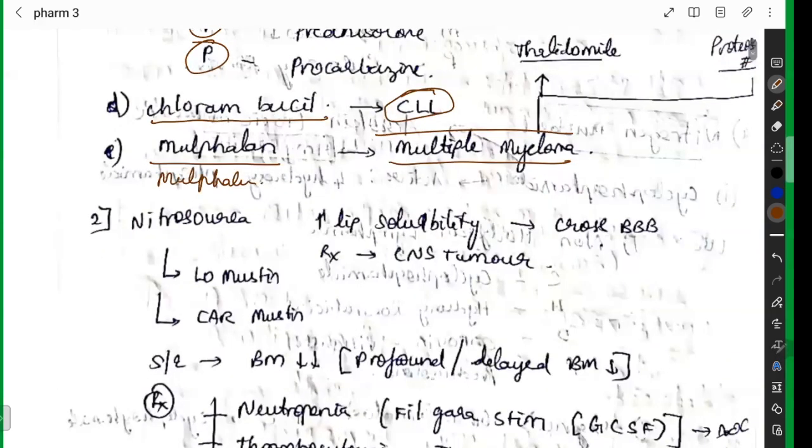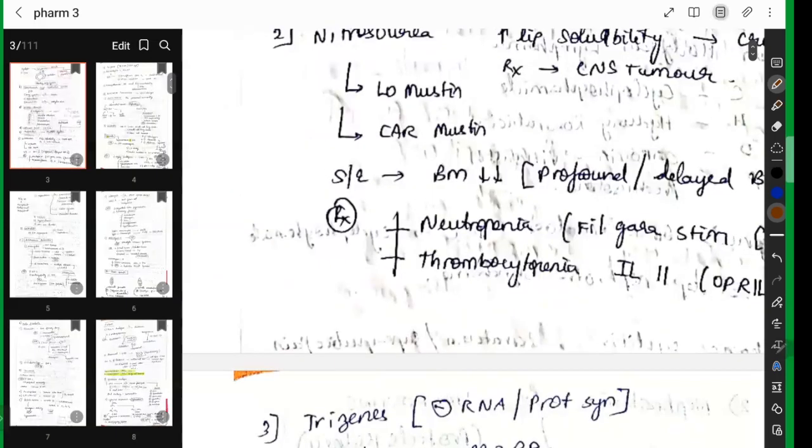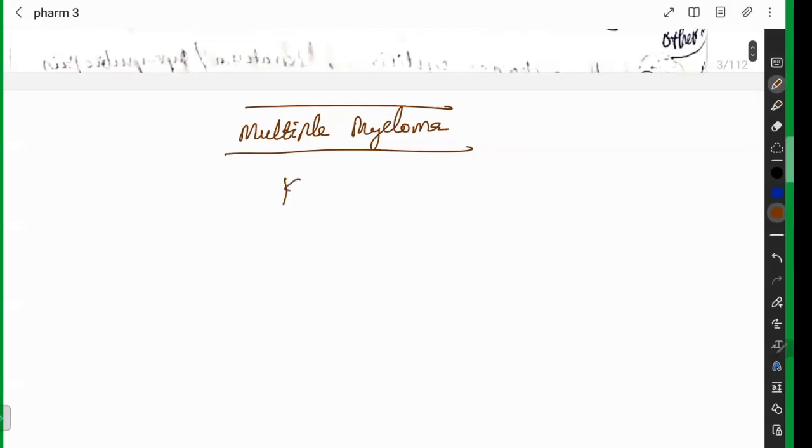Okay, just take a fresh page and put the heading as multiple myeloma. What happens in multiple myeloma? You know that there is a production of light kappa chain and lambda chain. Due to the kappa and lambda chains, they are going to deposit in your glomerular membrane, and that is going to cause membranous glomerulonephropathy or nephritis, and it can also lead to plasma cell disorder. That is going to be multiple myeloma.